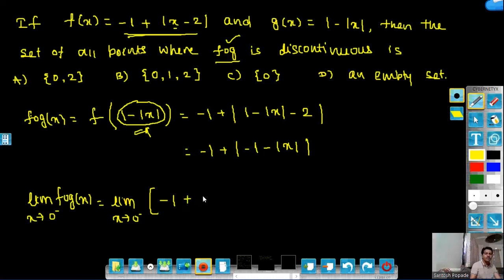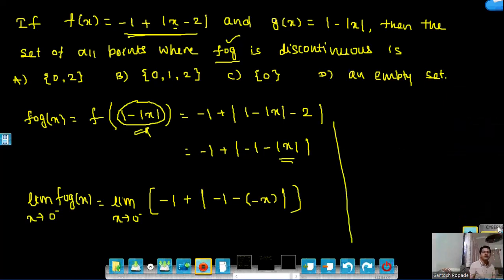To find the limit at x equals 0, we will first find the limit as x tends to 0 from the left side. So for the left side, you should know that mod x is minus x. For x less than 0, by the definition of the modulus function, mod x is minus x. So this becomes minus 1 plus mod of minus 1 minus, now mod x is minus x.